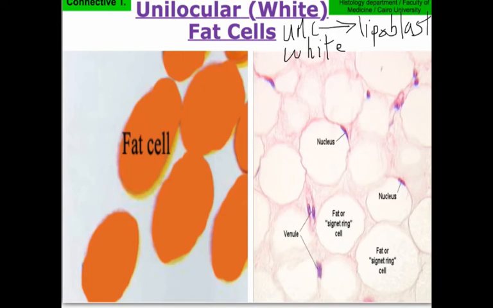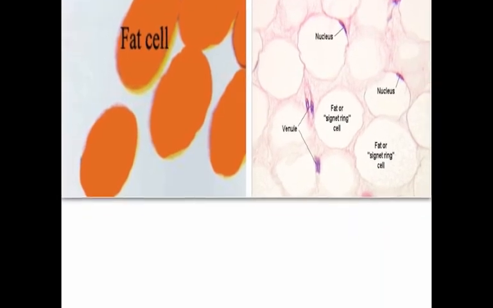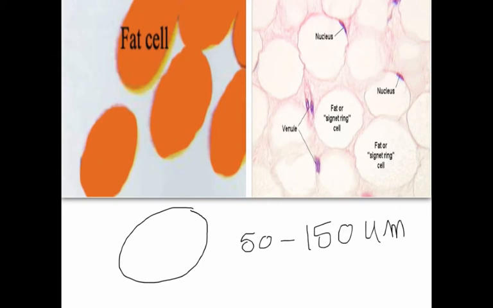As regards the LM, it is a large oval cell. What is the size of this cell? It is from 50 to 150 micrometers. So it is an oval cell, large in size, and it measures from 50 to 150 micrometers. The nucleus is compressed at one side, giving what is called signet ring appearance, where the cytoplasm is full of fat that dissolves during preparation of the hematoxylin and eosin sections, giving this appearance of signet ring.